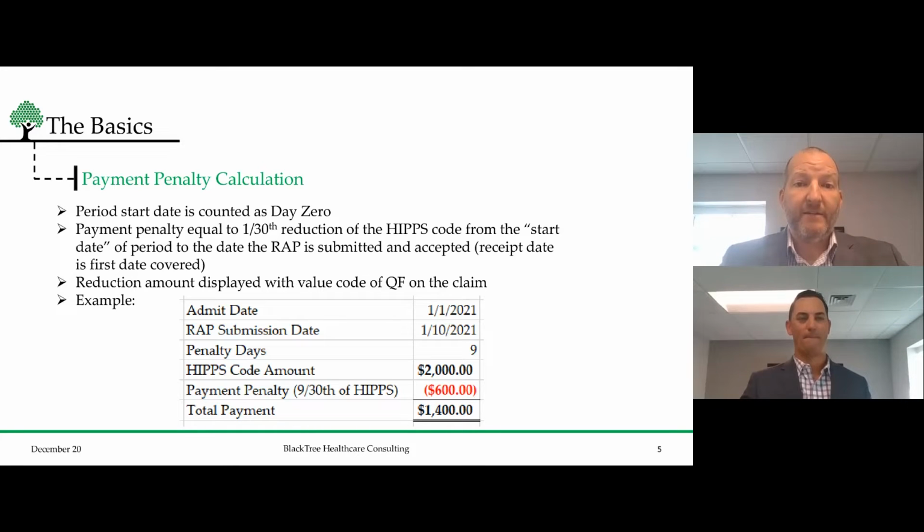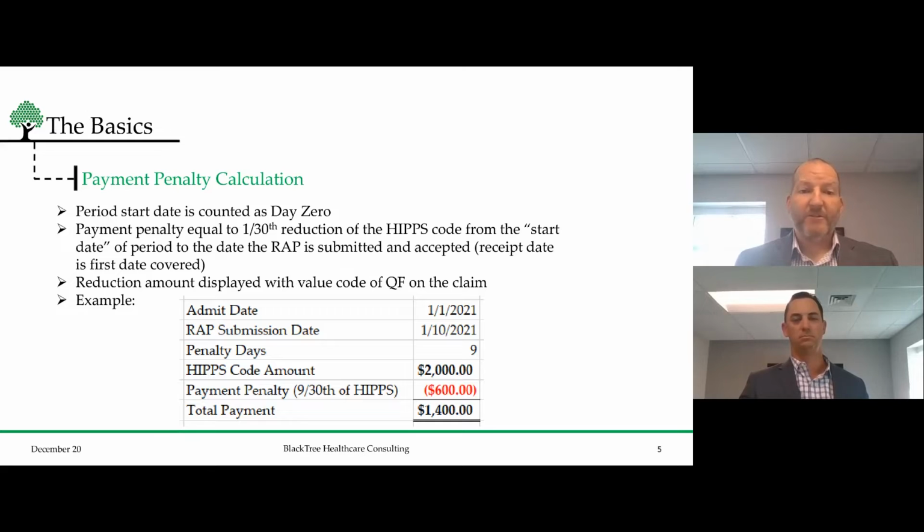You take that 9 divided by 30, so you have 9/30th, so your HIPS code value. In this example, we're going to say the HIPS code value is $2,000. We're reducing that by 9/30th, so a $600 reduction for an updated payment of $1,400. So you can see it's a significant penalty. You know, even if you had it back on, let's say, day 6, you're automatically going to have a 20% reduction at a minimum for any kind of RAP payment penalty you have.